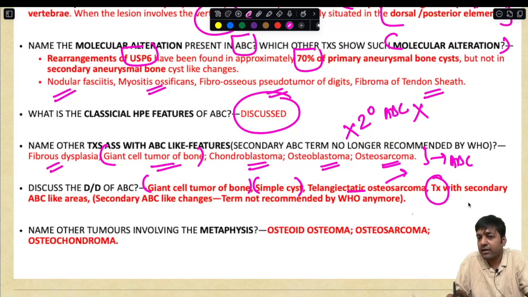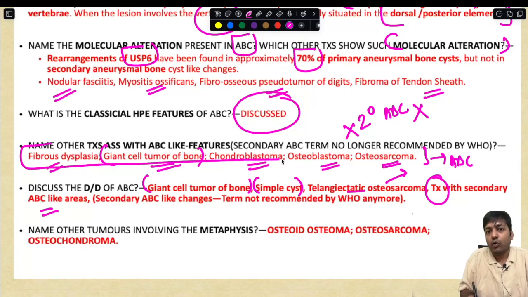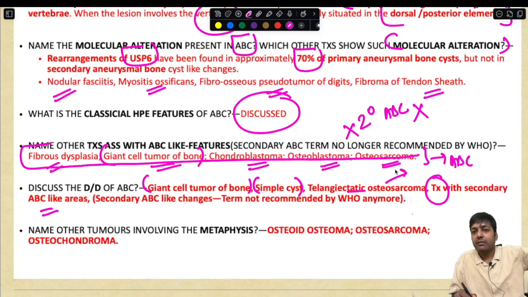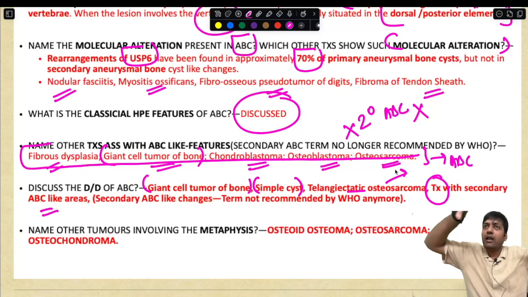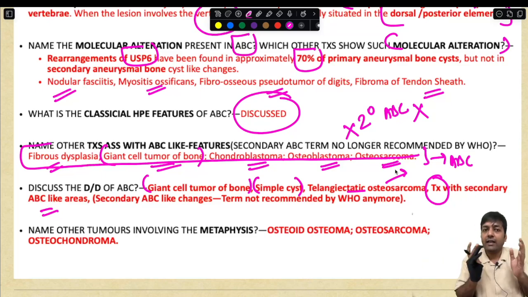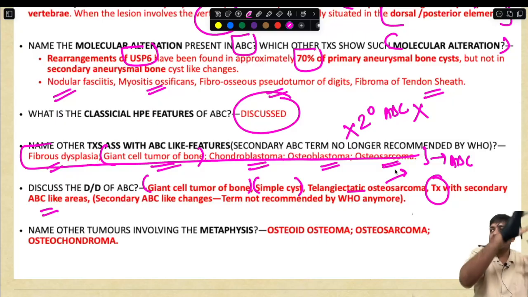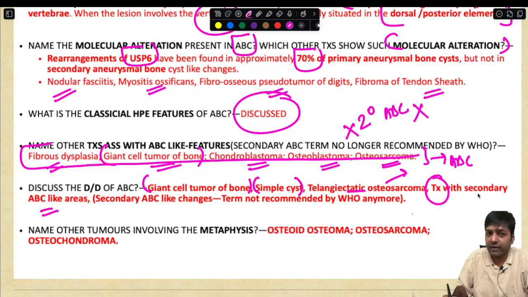Again, another differential diagnosis is the tumor with secondary ABC-like areas, secondary ABC-like changes. Now remember, in any of these entities, fibrous dysplasia, GCT of bone, chondroblastoma, osteoblastoma, osteosarcoma, certain areas may show ABC-like changes, but at least in some areas the classical features of the parent tumor, like classical features of GCT, chondroblastoma, osteoblastoma, or osteosarcoma, will be there. Secondarily, some ABC-like features are there. So that is how you can differentiate.